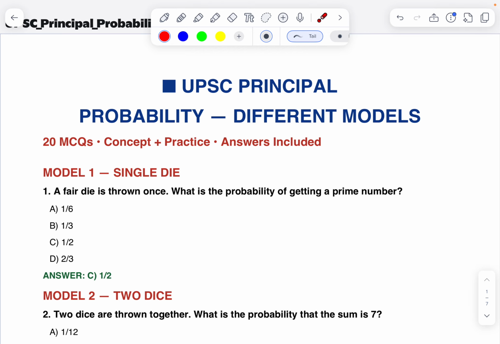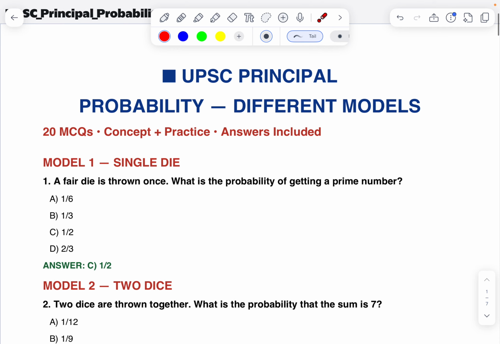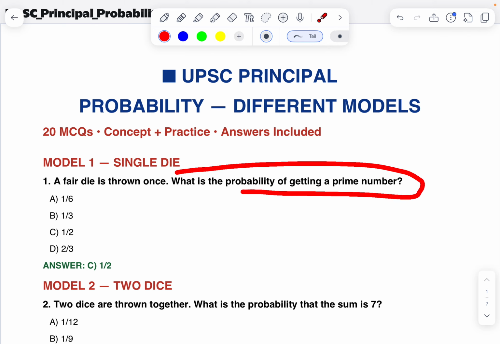Today our topic is probability, different models. Okay, it's very basic models, but most important. The first question, discussing about the single die. The first question, a fair die is thrown once. What is the probability of getting a prime number?